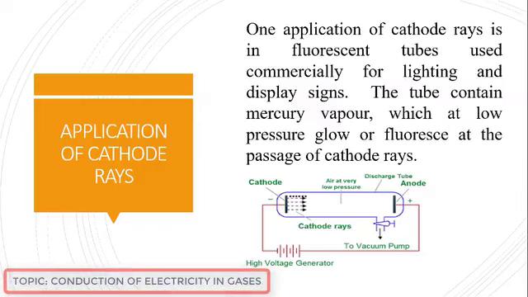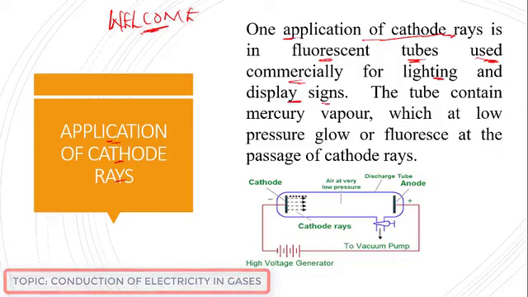Now let's see their practical applications. One application of cathode rays is that in fluorescent tubes, they are used commercially for lighting, and they are also used in display signs. If you've ever been to eateries or restaurants or fuel stations, you would see signs like "Welcome to our filling station" or "Welcome to our shop" or "Goodbye" and so on and so forth. That is the application of cathode rays.